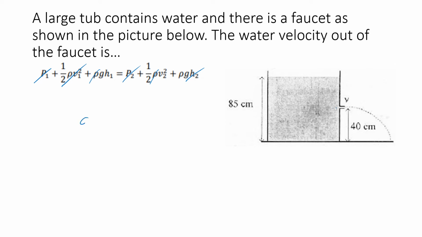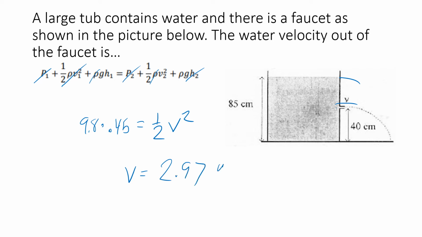So we're going to have 9.8 times our h. Our h is going to be 0.45 meters. It equals 1/2 times v squared. V is what we're looking for. Plug it in, and we have 2.97 meters per second. Easy.